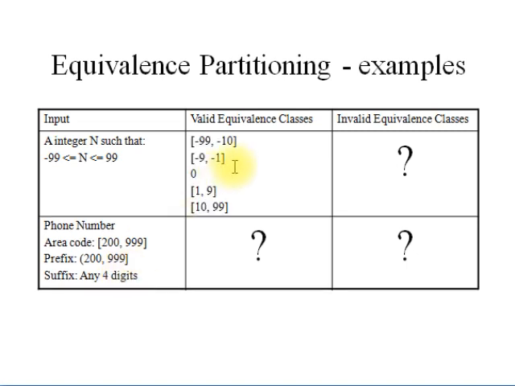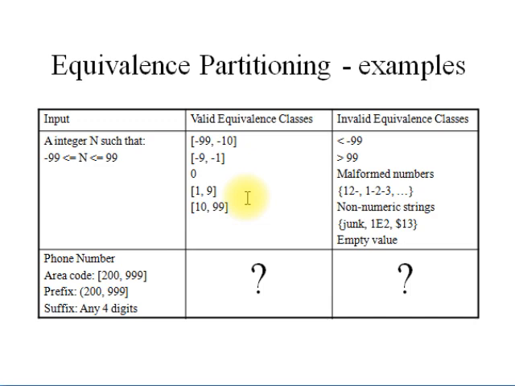So let us take the first input. I already told the range: your number should not be less than minus 99 and it should not be greater than 99. So here we have minus 99 to minus 10, that is a valid input, and minus 9 to minus 1. In a 2-digit number it is minus 99 to minus 10, and in a single digit number, minus 9 to minus 1. 0 is also in between the range, so it is also a valid input. And on the positive side, you will have 1 to 9 and 10 to 99. So these are the valid inputs.